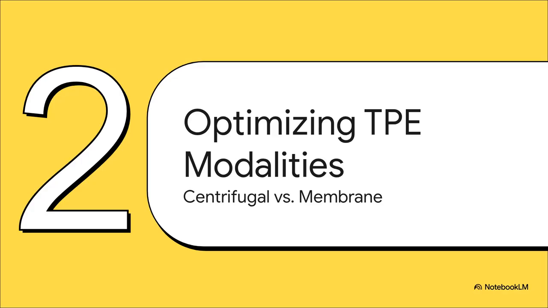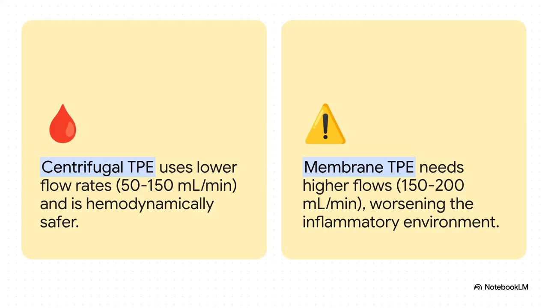Moving on to Section 2, let's talk about optimizing those TPE modalities. The crucial thing here is choosing the right machine for the right patient. We basically have two options: centrifugal TPE and membrane TPE. Centrifugal TPE separates blood by molecular density. It achieves up to 80% plasma extraction and operates at significantly lower blood flow rates. We're talking 50 to 100 milliliters per minute.